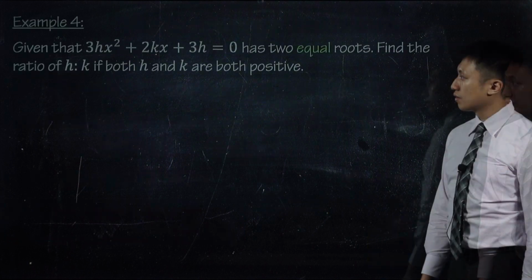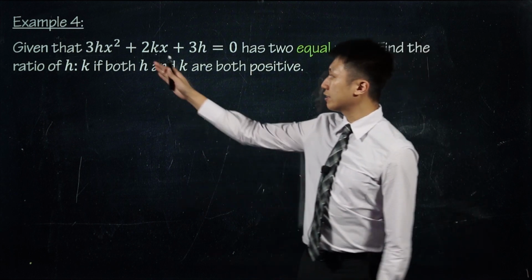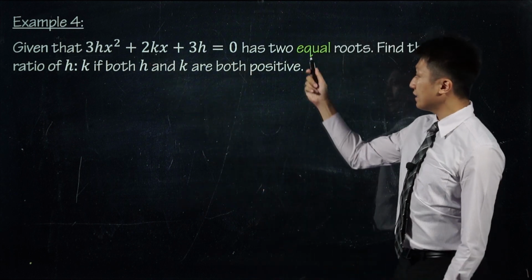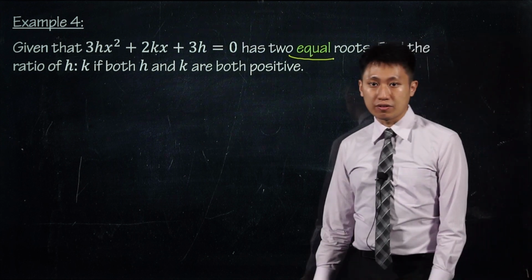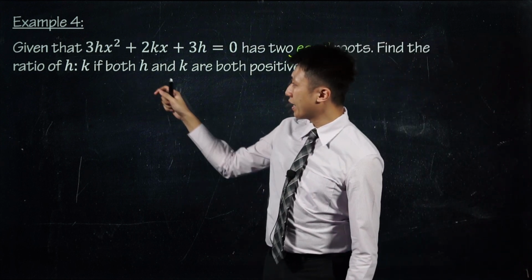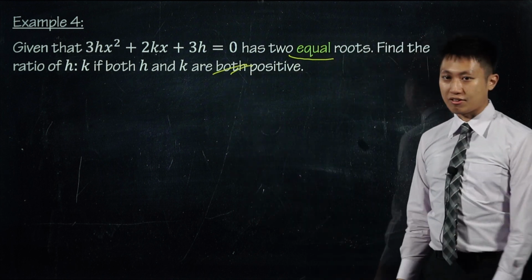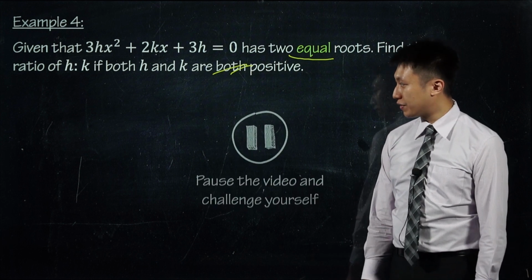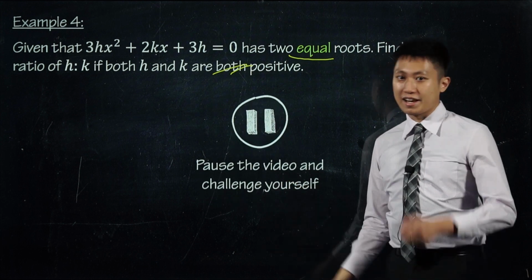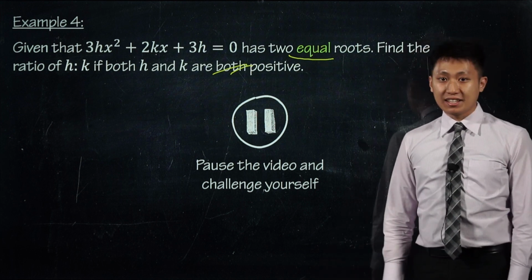Okay, so here, given that you have this quadratic equation has equal roots, find the ratio of h to k if both h and k are positive. So no more 'both', grammar mistake. Okay, so how do we do this? We have to first pause the video and let you do it. Then I'll reveal the answer. Okay, so try it.